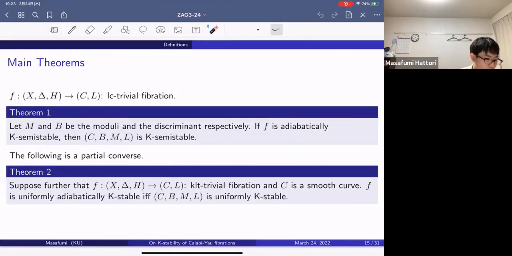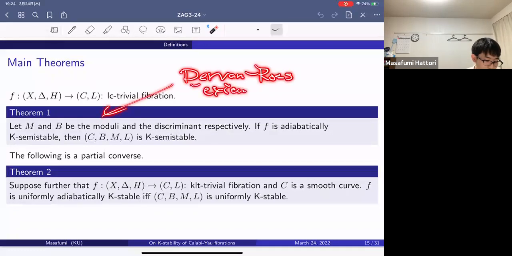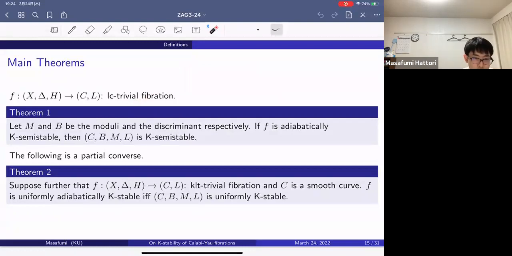And so we can state our main results. So let f be an LC-trivial fibration. So let M and B be the moduli part and the discriminant respectively. If f is adiabatically K-semistable, then (C, B, M, L) is K-semistable. So for trivial fibrations, this is a generalization of Dervan-Ross theorems. And we obtain the following partial converse. So suppose further that f is a KLT-trivial fibration and C is a smooth curve. Then f is uniformly adiabatically K-stable if and only if (C, B, M, L) is uniformly K-stable.